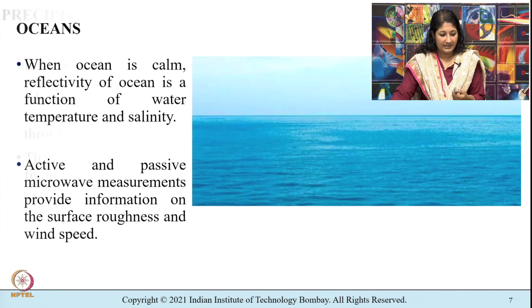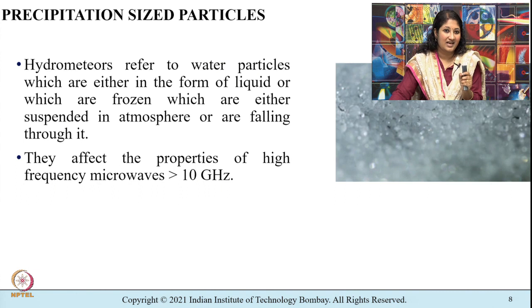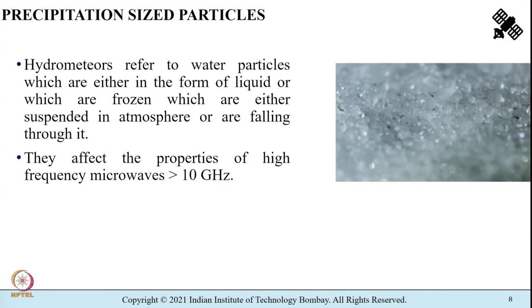Now moving ahead to precipitation sized particles or hydrometeors. Hydrometeors refer to water particles which are either in the form of liquid or frozen, which are either suspended in the atmosphere or are falling through it. So at microwave wavelengths, precipitation sized drops tend to interact very strongly with microwave radiation, and this interaction of electromagnetic waves with hydrometeors can cause scattering. What is scattering? It is redirection, or it can cause absorption, which is conversion to mechanical energy. And of course, all of this depends on the size of precipitation particles. So they affect the properties of high microwaves, which are say greater than 10 gigahertz.